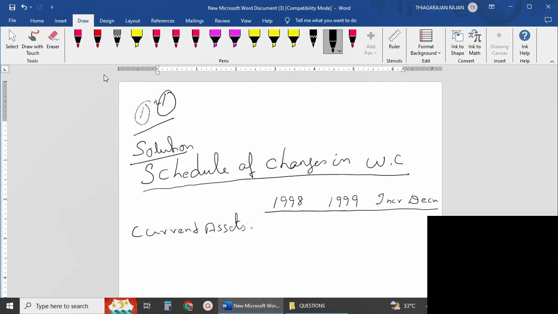Kindly see in the balance sheet, on the asset side, you have to find out what the current assets are. In the sum, the current assets are stock, book debts, and cash in hand only. Stock in 1998 is 2,40,000 and in 1999 it is 3,70,000. So how much is increased? Increased by 1,30,000.